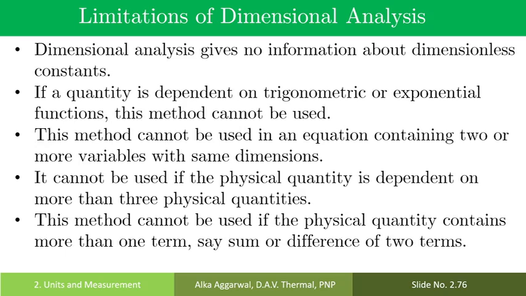This method cannot be used if the physical quantity contains more than one term, say sum or difference of two terms. For example, s is equal to ut plus half at squared. Method of dimensions can only check whether the relation is correct or not. This method can neither be used to derive such a relation nor to tell if it is absolutely correct.